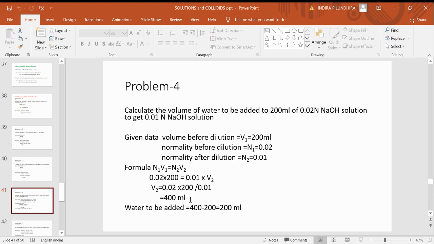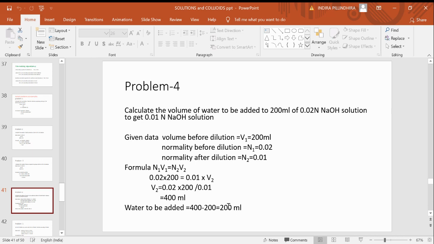So the only water that is added, we will get it by subtracting the final volume from the initial volume. The final volume is 400 ml. From that, the initial volume, 200 ml, has to be subtracted, so that we will get how much water is added to make it a dilute solution.